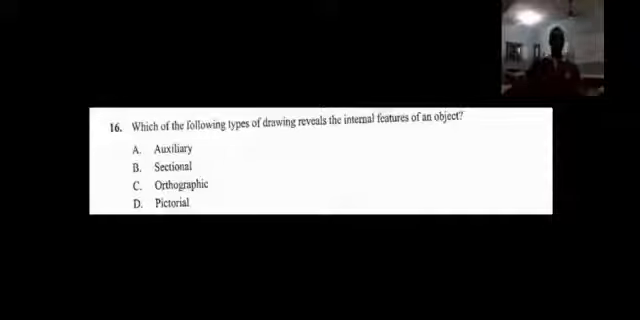Which of the following types of drawing reveal the internal features of an object? Simple. This is sectional drawing. The answer is B, sectional drawing. That's the only one that can cut an object open to show the internal parts.